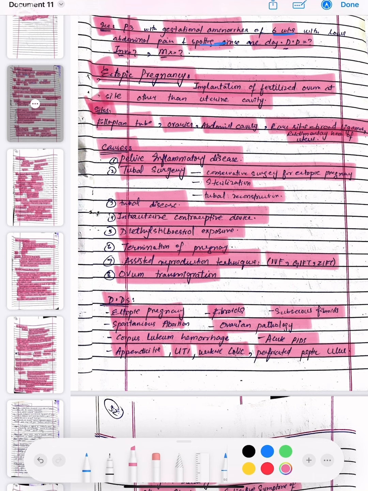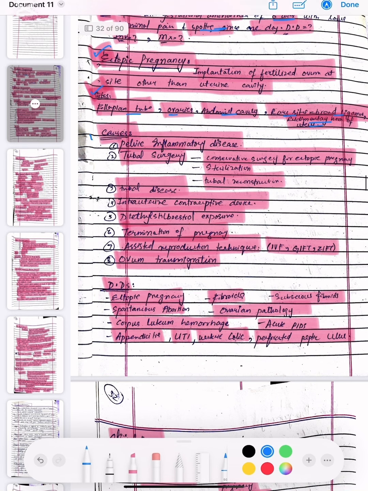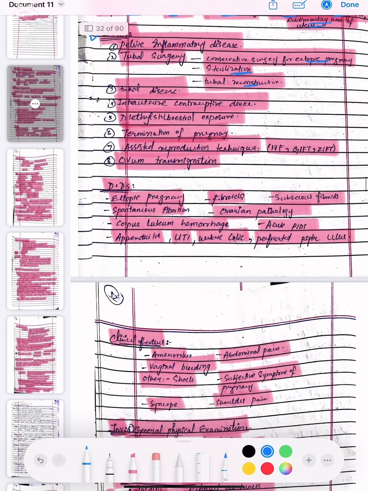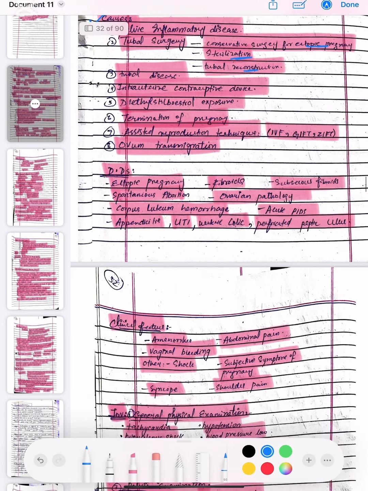The sites are the fallopian tube, and the ovaries, the abdominal cavity. The rare sites are the broad ligament and rudimentary horn of the uterus. The causes are pelvic inflammatory disease and tubal surgery, conservative surgery for ectopic pregnancy, sterilization and tubal reconstruction. Then tubal disease, intrauterine contraceptive devices, diethylstilbestrol exposure, termination of pregnancy, assisted reproduction techniques, and ovum transmigration.